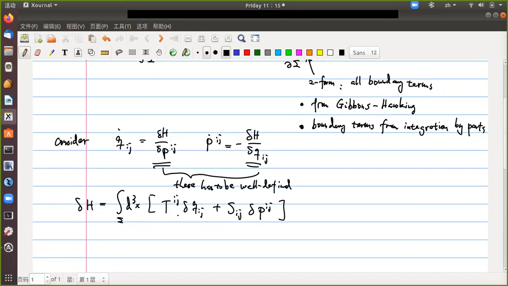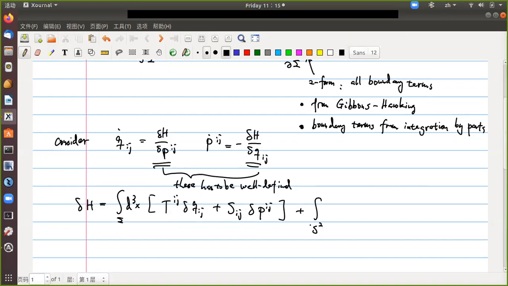Because p and q are inside the derivatives in H, you have to do integration by parts, move the derivative to the other side, and so you get delta q and delta p on the outside, right? Which means you have to add some boundary terms. From this variation, you are going to get some additional boundary terms.